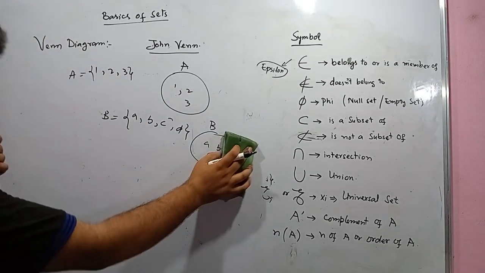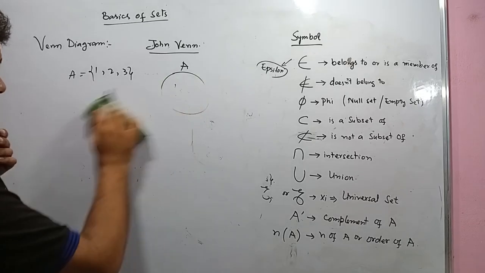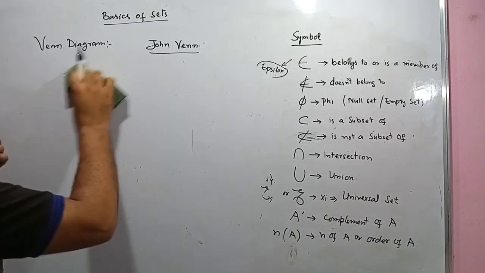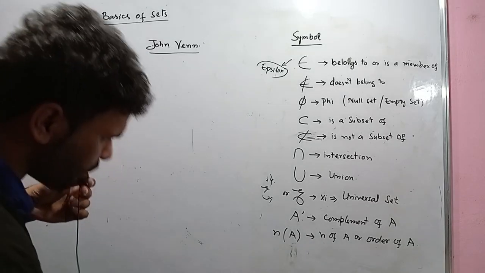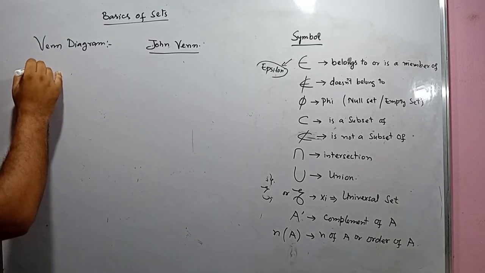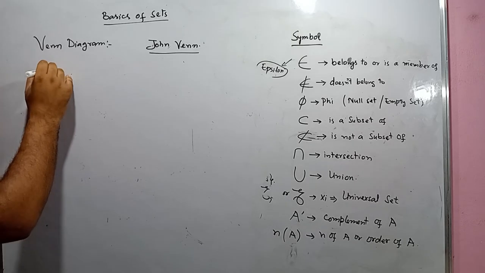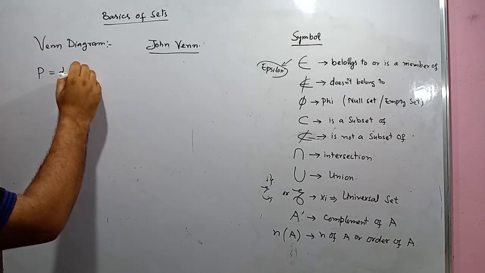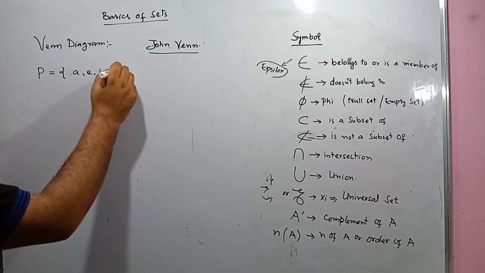Now how to represent the Venn diagram? What is the perfect rule? First we will understand how to draw the Venn diagram. There is a perfect rule. I will take the example of set P. P is equal to A, E, I, O, U.